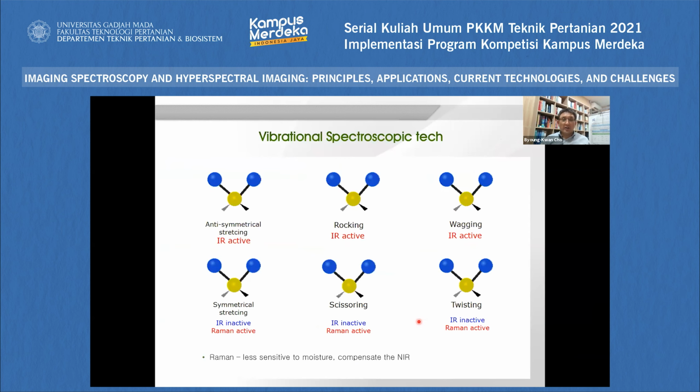Okay, then why do we need Raman? Because NIR, infrared also has chemical information. So why do we need the Raman signal?